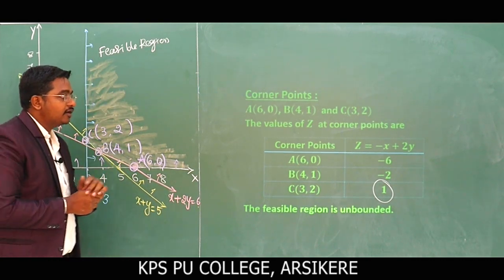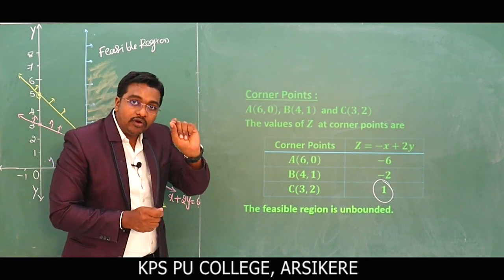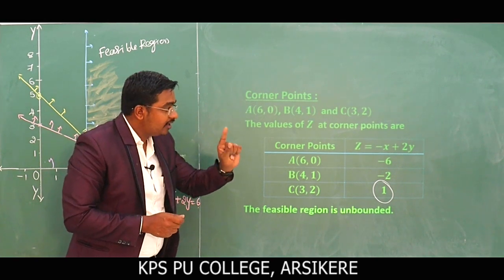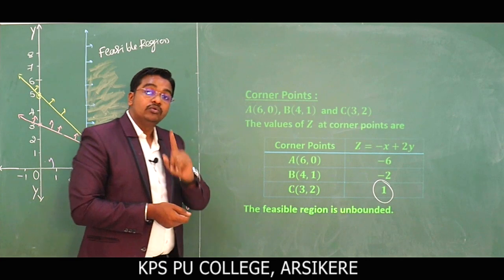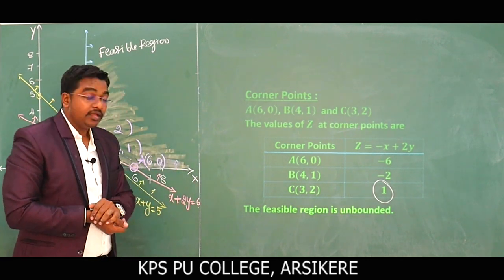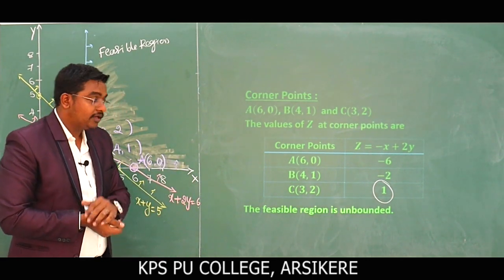What is that step here? We need to draw the open half plane determined by the constraint minus x plus 2y greater than 1. Minus x plus 2y greater than 1. Okay, next slide.